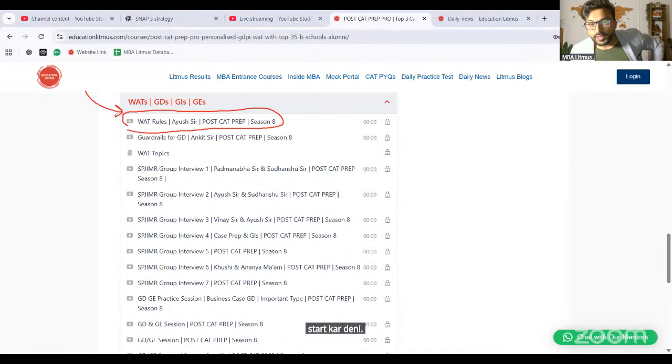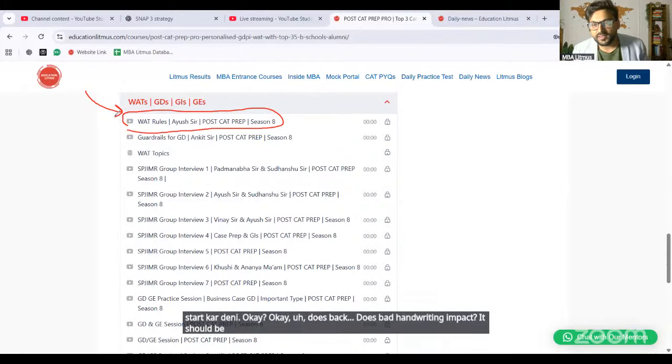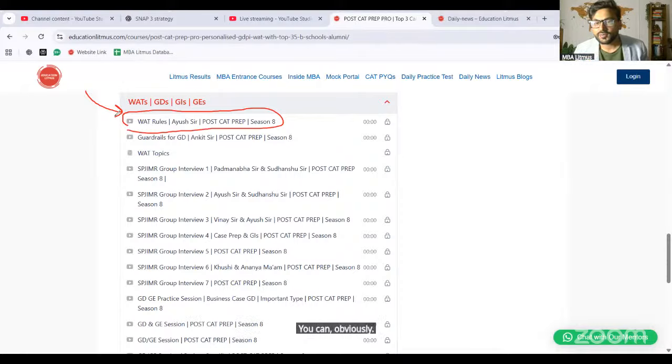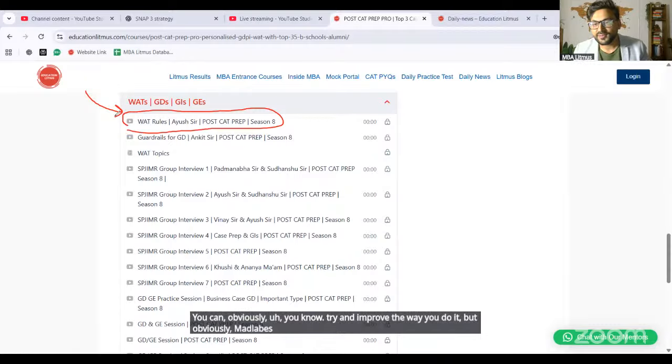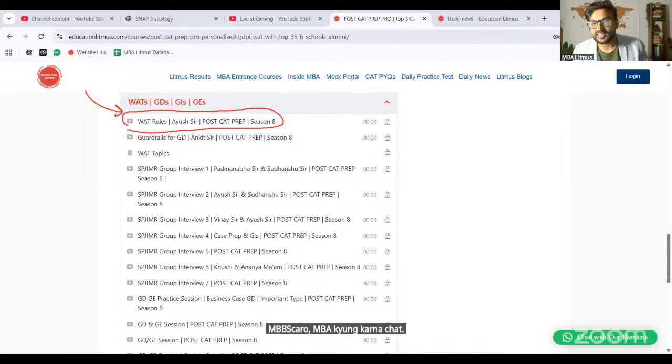Sir, does bad handwriting impact? It should be legible is the way I look at it. मतलब you don't have to start practicing with Apsara pencil right now. You can obviously try and improve the way you do it, but ऐसा नहीं होना चाहिए कि वो बोल देगी कि तुम MBBS करो, MBA क्यों करना चाहते हो. इतना भी गंदा नहीं होना चाहिए कि खाली कंपाउंडर ही समझ पा रहा है कि तुम क्या लिख रहे हो. So that is something which you have to be careful about.